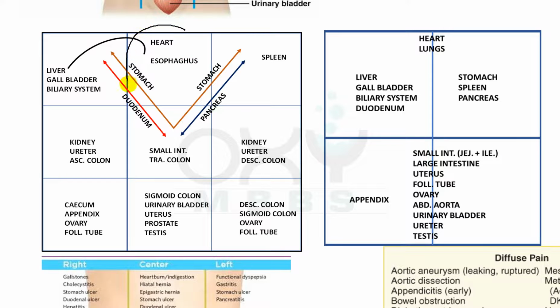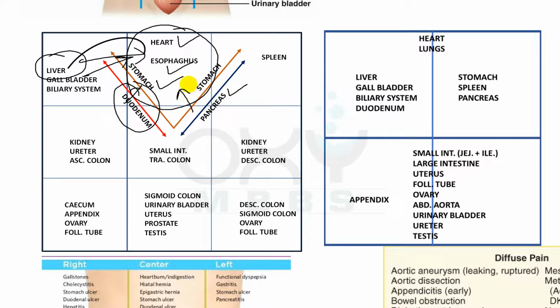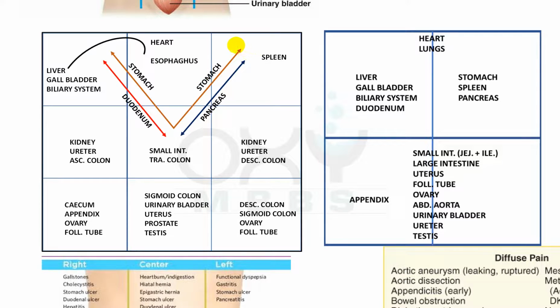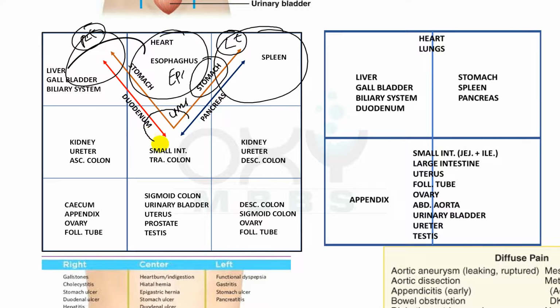So in the epigastrium region, you will find the heart, esophagus, stomach and pancreas, and also the duodenum and the liver. If there is any pathology in these organs, then you will find pain in your patient in the epigastrium region. Now friends, remember one thing: the stomach is present in the left hypochondrium, epigastrium, umbilical region and the right hypochondrium. So if there is any pathology in the stomach, then you will find pain in all these regions also.